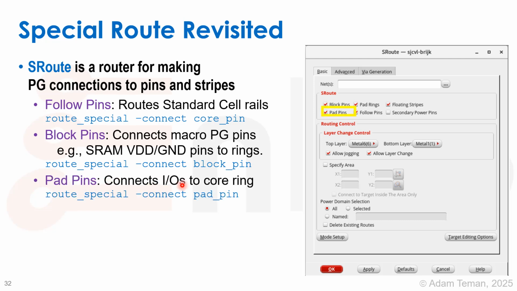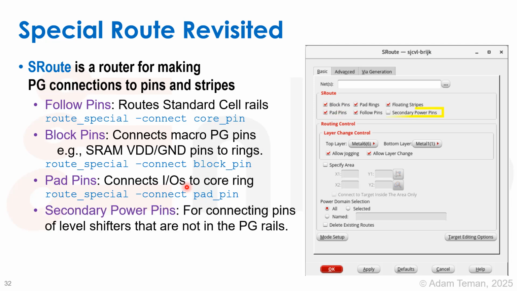Next, we have pad pins. So we have the IOs that need to connect VDD and ground and so forth. They're going to connect them to the core ring or to something else, and that's going to be with route special minus connect pad pin, or over here pad pins. And we have something that's called secondary power pins, and that's if we have level shifters or special types of cells that have a VDD or ground connection that's not the main thing that connects to the follow pins, then it's called a secondary power pin, and we use the route special minus connect secondary power pins for connecting these types of connections.